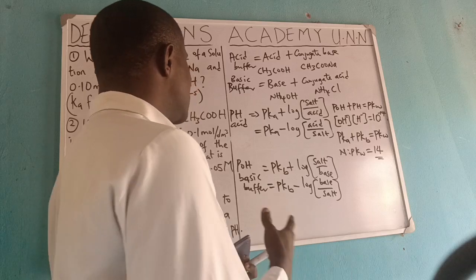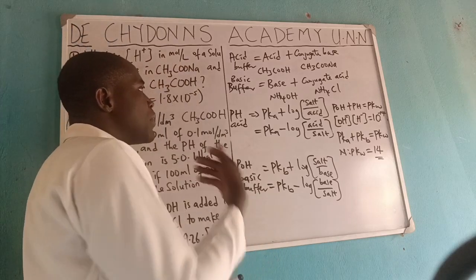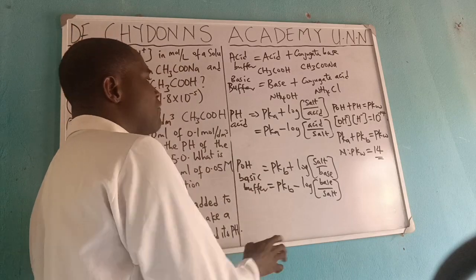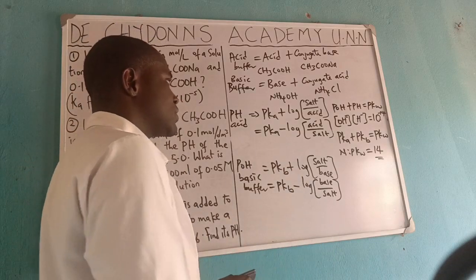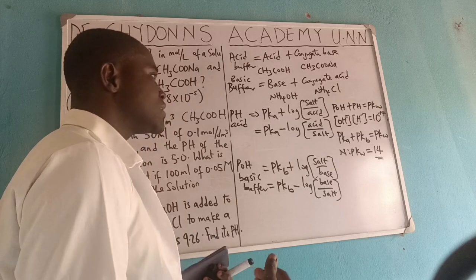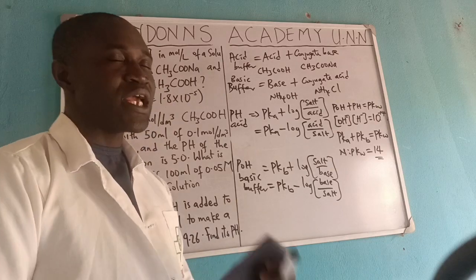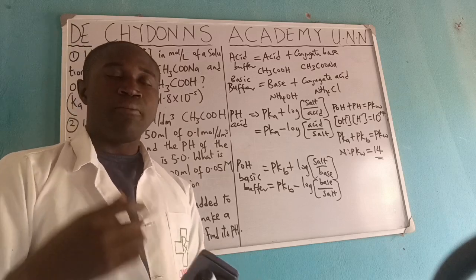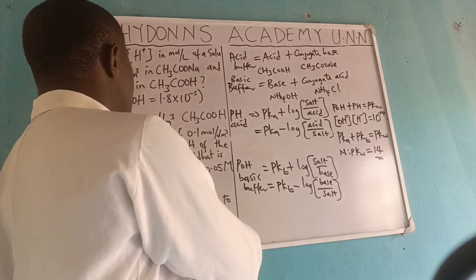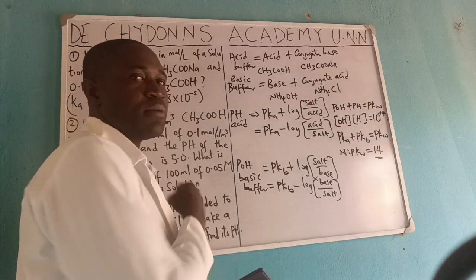Now I want to see how to solve this problem we have on the board. I haven't noted important points on buffer. Yes, remember their pH resists change on addition of a small quantity of acid or base. Let's see how to solve this problem we have on the board.